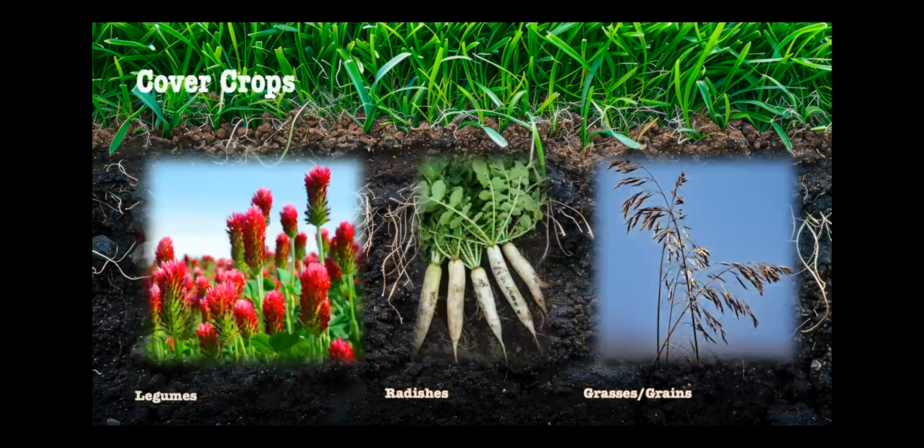So first of all, I want to talk about cover crops. There are three basic categories that you can think about. The first thing is the legumes, and these things are really, really cool. This is crimson clover in this picture. Peas, beans, alfalfa, those are all legumes.